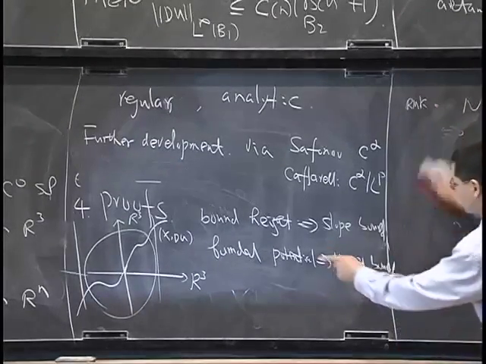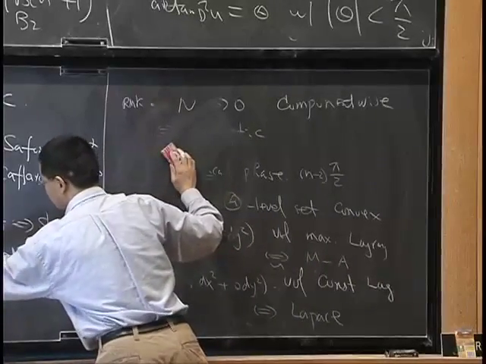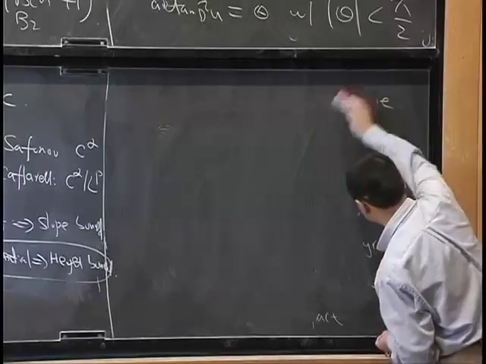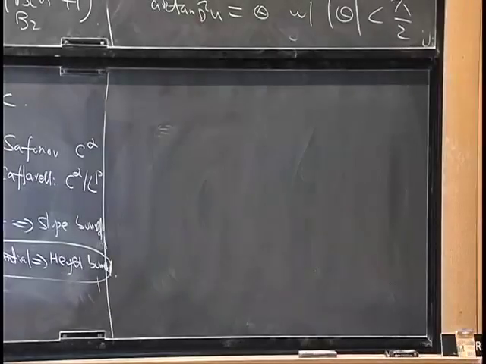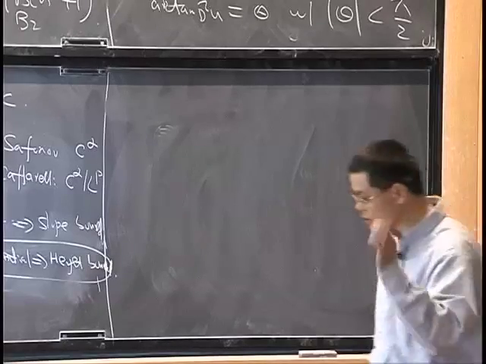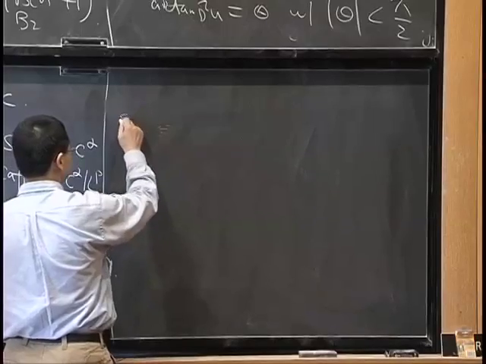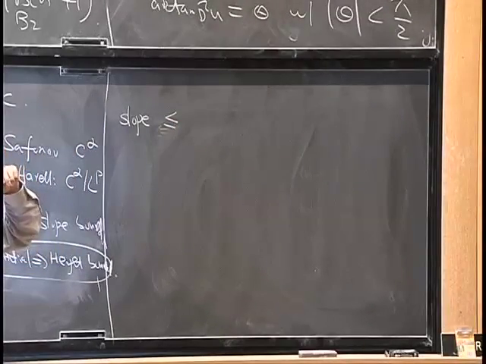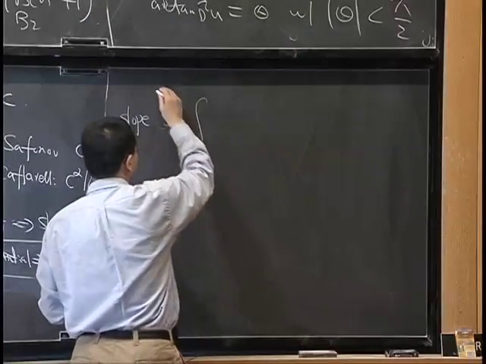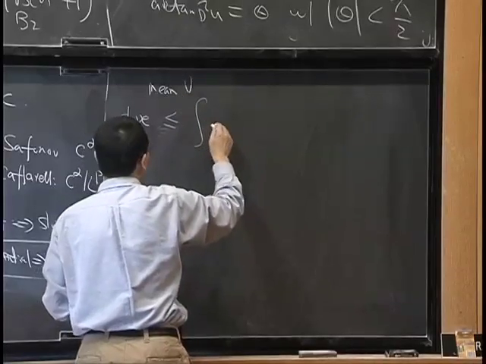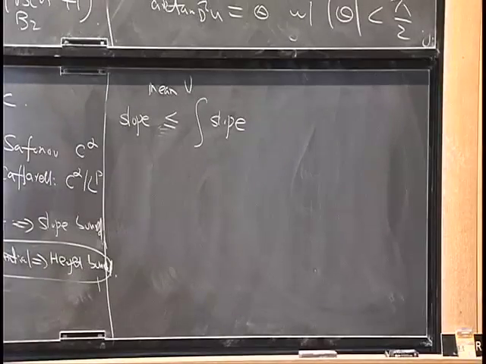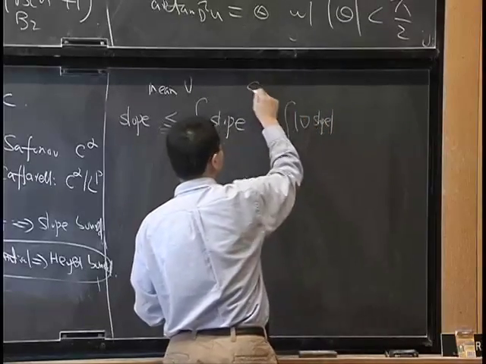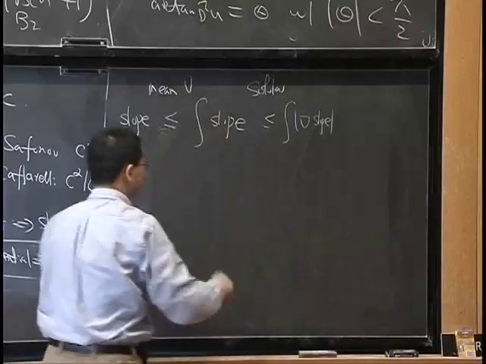So how to realize this? I'll skip this part. We are bounding the slope in terms of the height. So what do we do? We try to see the slope is not that much. Let's see the chart. Then I'll bound by mean value. I'll tell you how to do it. By the mean value inequality, we could bound the slope by its integral. Then by Sobolev, we can bound the integral of the slope by the gradient of the slope.